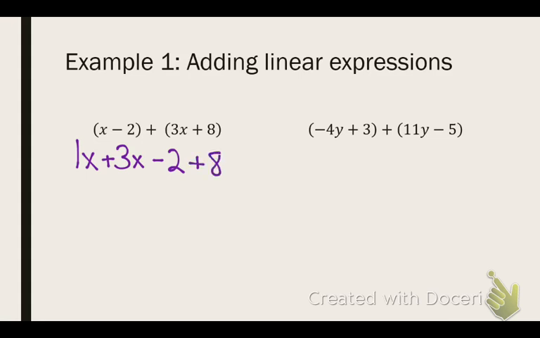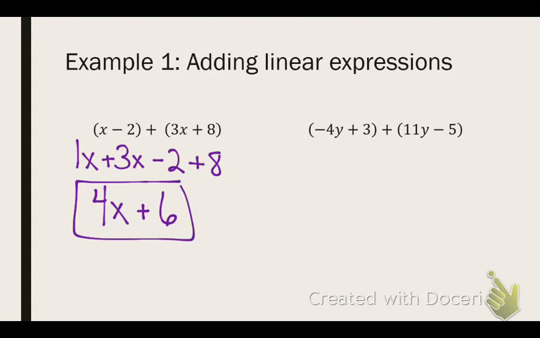Wait, why was 2 negative? Because yeah, there's a minus sign up here, okay? Now I can simplify my like terms. What's 1x plus 3x? 4x. What's negative 2 plus 8? 6. Okay? Now, I cannot combine this any further because one term has a variable and the other one is just a number. Okay? So I cannot combine it any further than that.